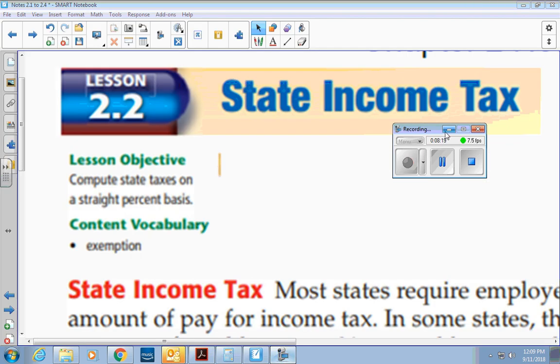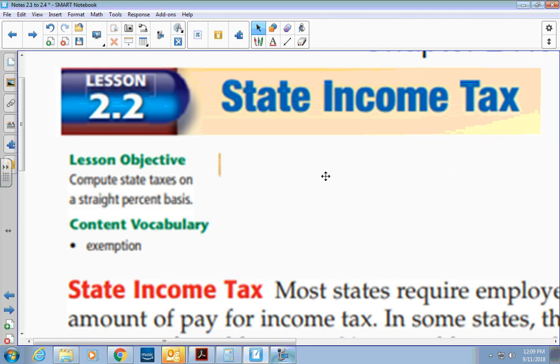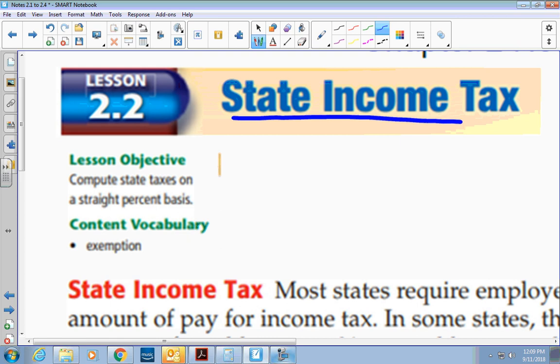Okay, so you guys, lesson 2.2 is state income tax. Go ahead and underline state income tax. The lesson objective for state income tax is to compute state taxes on a straight percent basis.